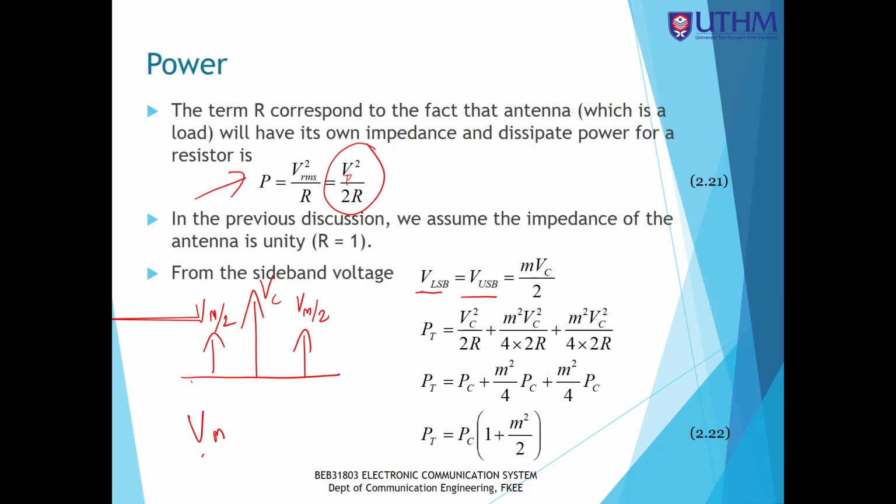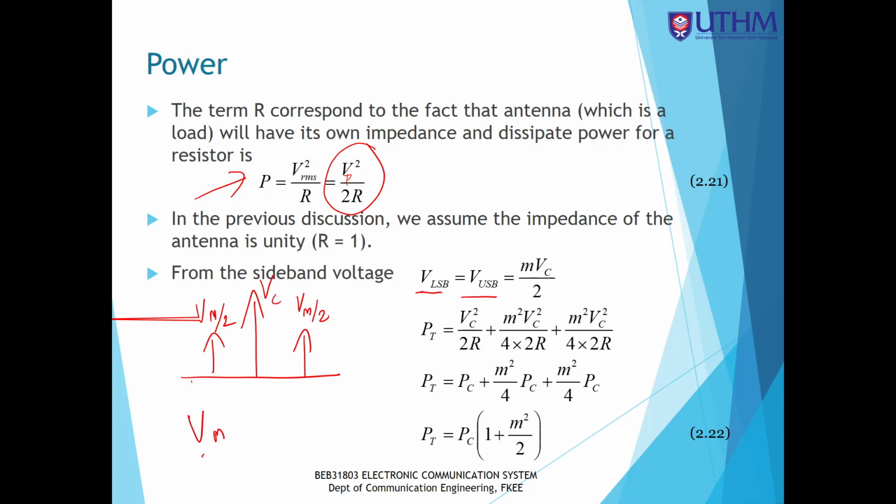Nanti you akan lihat. But remember, when we calculate the power, we need to sum up all the components' power. Kita perlu tambah semua power daripada setiap komponen. Dalam kes ini double sideband full carrier, kita ada 3 komponen: lower sideband, carrier dengan upper sideband. So that's why we have 3 components of power. So that's PC plus PUSB plus PLSB.